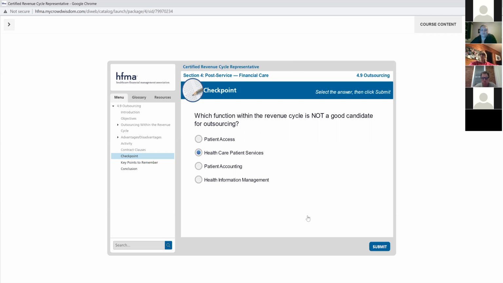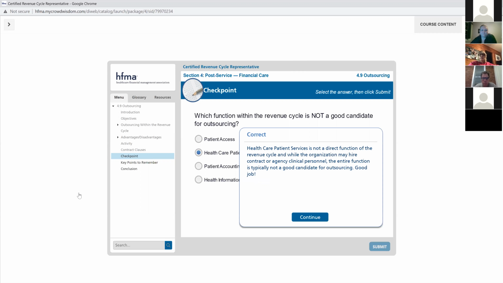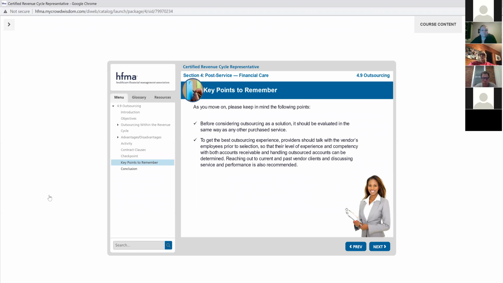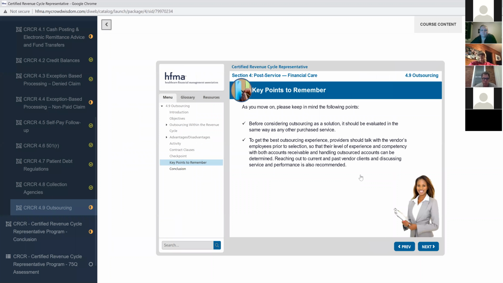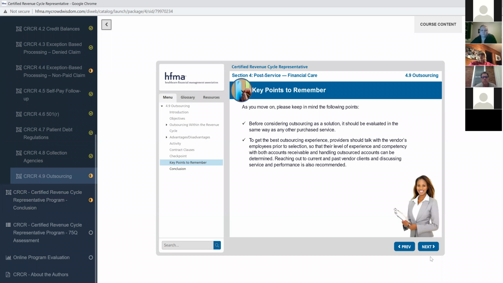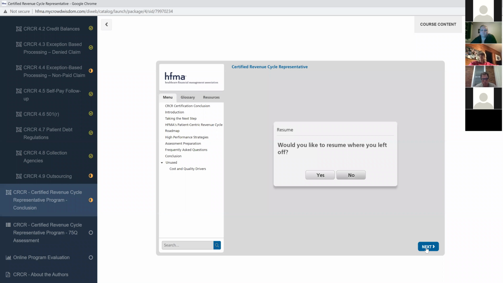Yes, and you are correct. So there are some key points to remember, and we went through that relatively quickly. If you do have any questions, feel free to let us know. You can reach out separately or as a group, whichever you prefer.